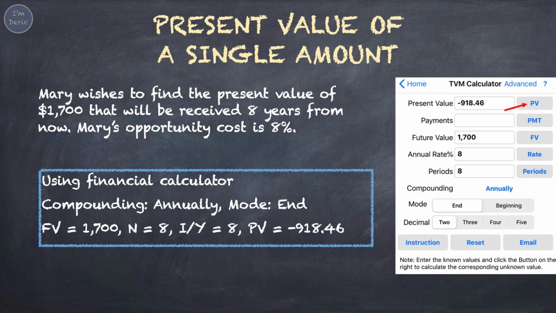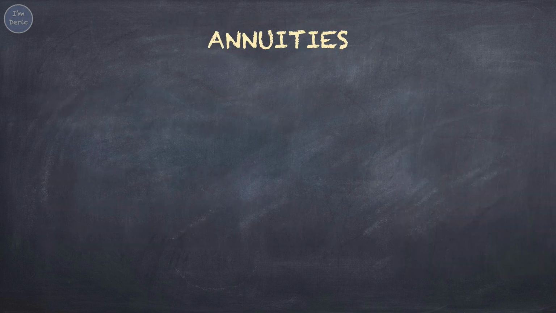Using the financial calculator, set annually compounding, and set end mode. Then key in FV equals 1,700, N equals 8, IY equals 8. Last step, press PV, you will get the answer. Negative PV means, this is the money that you will have to pay now. We have just discussed the first pattern of cash flow, which is single amount.